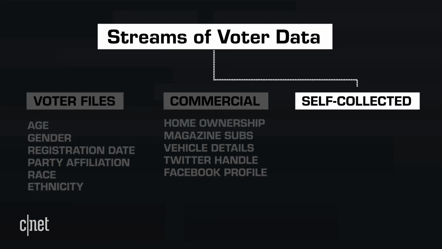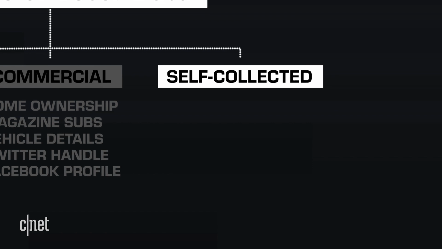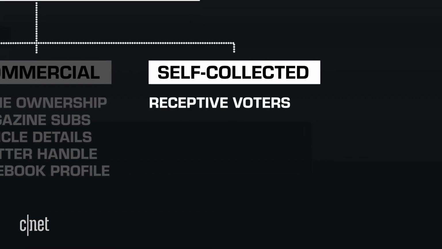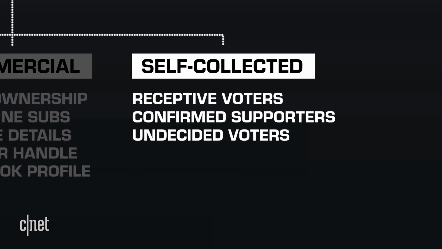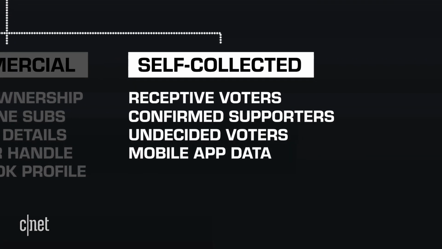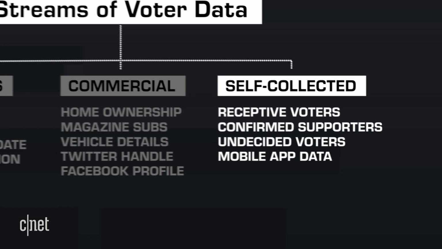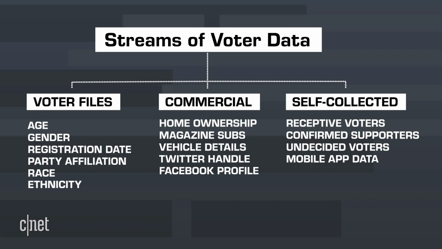And then the third source of data that's really important to campaigns is data that they themselves collect. So every time they send an email or knock on someone's door or call a voter, not only are they sending out their messages and maybe trying to get someone to vote, they're also collecting data on who's receptive to them, who's already planning to vote for them, who maybe is undecided but could be persuaded to vote for them. Maybe the campaign has an app. So those are kind of the three major data streams, if you will, that campaigns use.